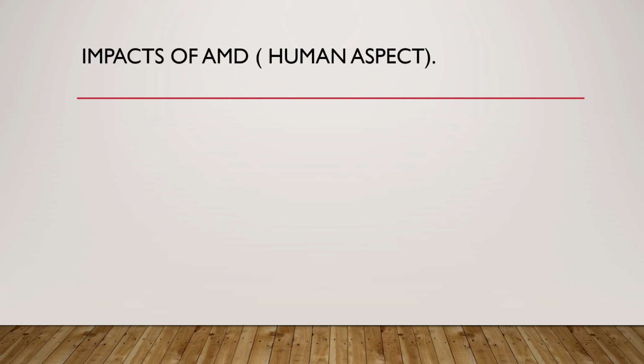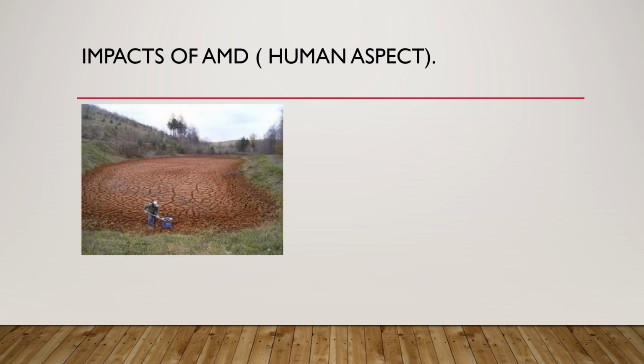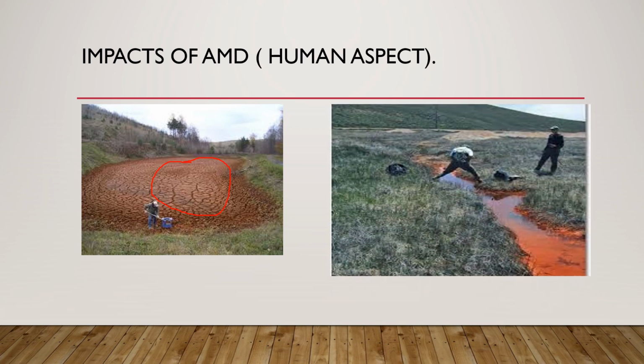Now, here are some of the impacts considering the human aspect. One, we see that the land is no longer good for farming. It is no longer good because it's acid rich. We see that the water sources now are too polluted and it's not good for drinking anymore.